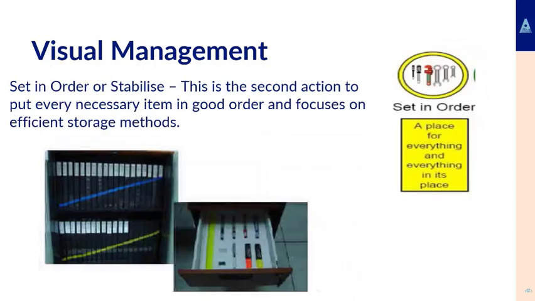Second one is set in order, or stabilize. So put a process in place so that you can quickly identify that everything is in order as it should be, and if it's not, you can see quite clearly. The example here was the back of the folder, or your pens and pencils. So there's a place for everything that needs to be. So that's setting in order.